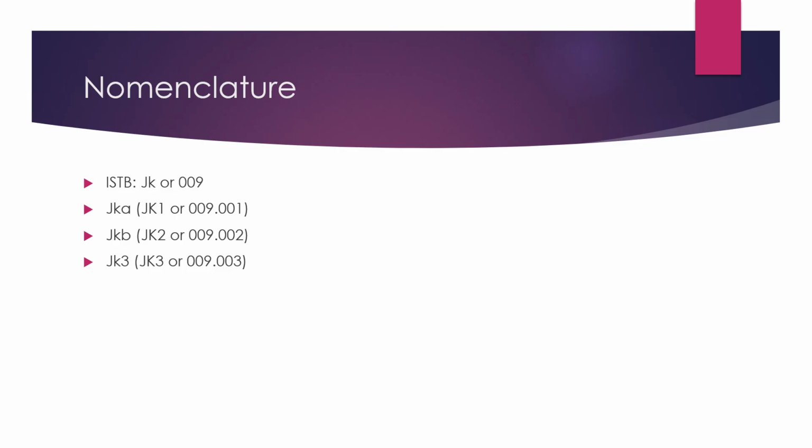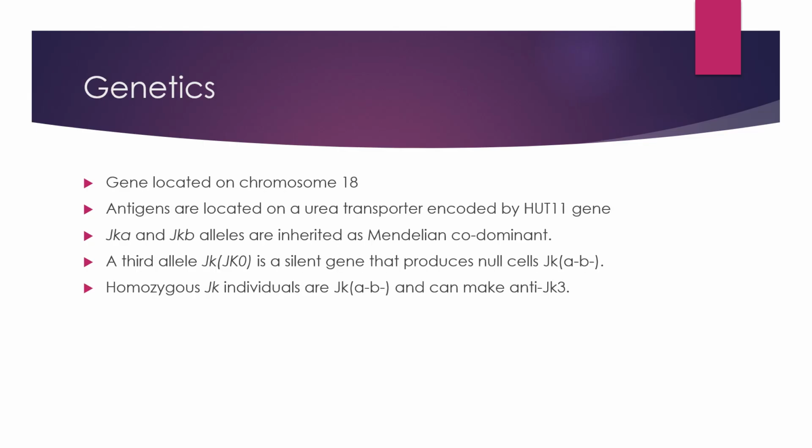The Kidd blood group has three antigens, JKA, JKB, and JK3. The Kidd gene is called human urea transporter 11. It is located on chromosome 18. This gene encodes a urea transport protein that can be found on red cells and kidney tissue. The JKA and JKB alleles are inherited as Mendelian codominant. A third allele, called JK null, is a silent gene that produces no gene products. Homozygous JK null individuals will phenotype as JKA and JKB negative and can make anti-JK3.